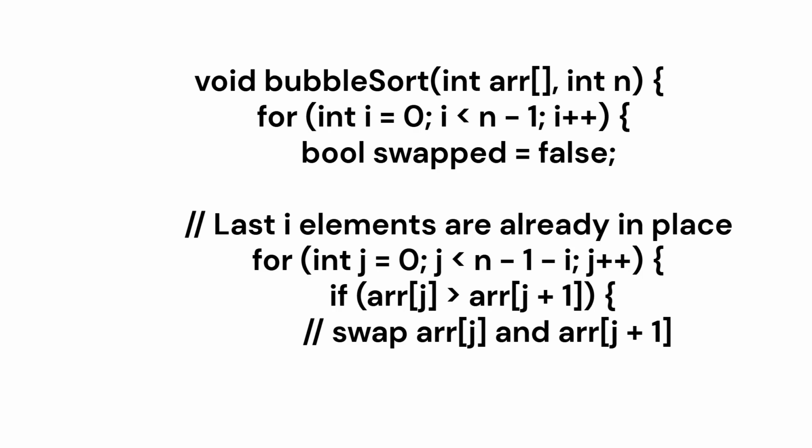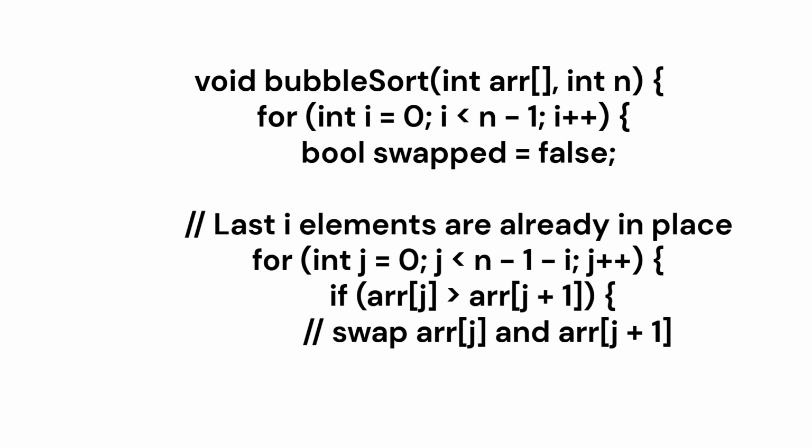First line, void bubbleSort(int arr[], int n). Let's break it down. Void means this function does not return any value. It will modify the array in place. bubbleSort is the name of the function. Inside the parentheses, we have two parameters. int arr[], this is the array we want to sort. int n, this is the number of elements in the array. So this function says, hey, give me an integer array and its size, and I will sort it using bubble sort.